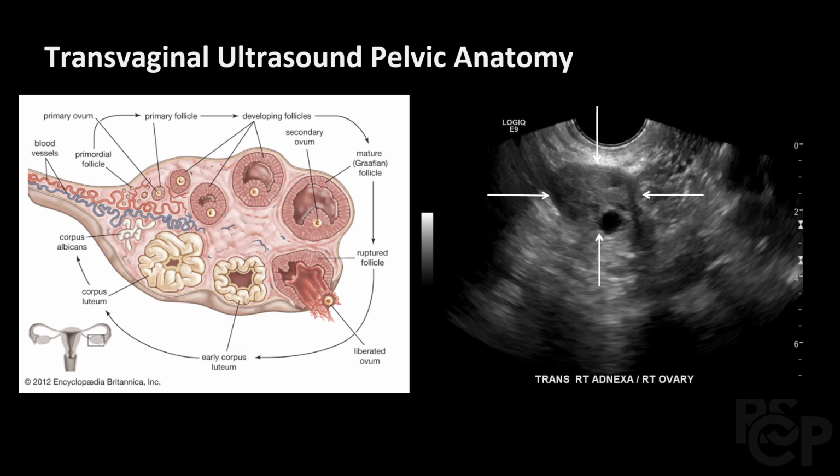The ovaries can vary in size depending on where the patient is in their menstrual cycle. On the right, we can see arrows pointing to the ovary. As you can see, within the ovary, there are several hypoechoic regions, which means less echogenic than surrounding areas. These hypoechoic regions that appear dark are the developing follicles within the ovary.